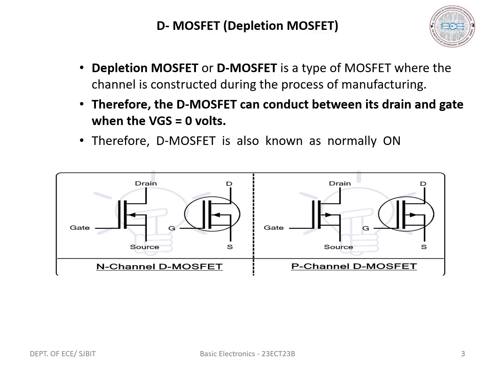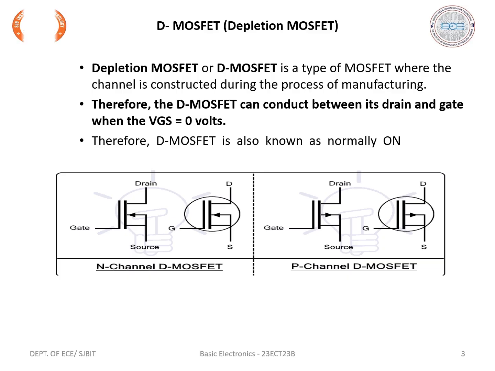These are the symbols of the D MOSFET. This is an N channel D MOSFET, and this is the P channel D MOSFET. Each line represents a terminal of the MOSFET, that is, drain, gate and source. This particular line represents the channel, connecting the drain and source terminals. Since it is a connected line, it represents that the channel is constructed during manufacturing.